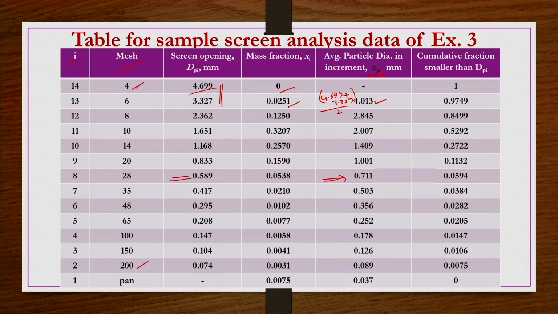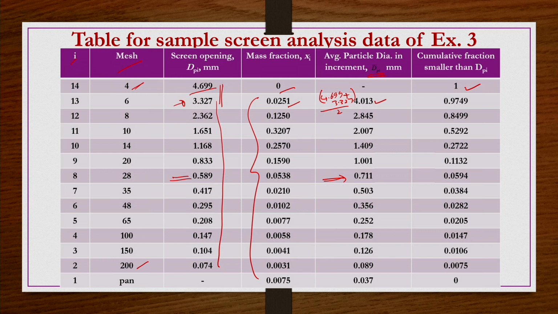Next, the cumulative fraction smaller than Dpi. Here Dpi is 4.699, and we are doing only the smaller ones. What is the fraction of the material whose size is smaller than 4.699 mm? All these from 3.327 onwards are smaller than 4.699 mm, so their corresponding mass fractions should all be added and written. Next, what is the fraction of material whose size is less than 3.327?